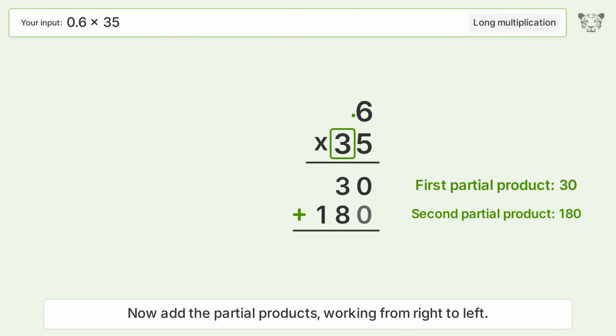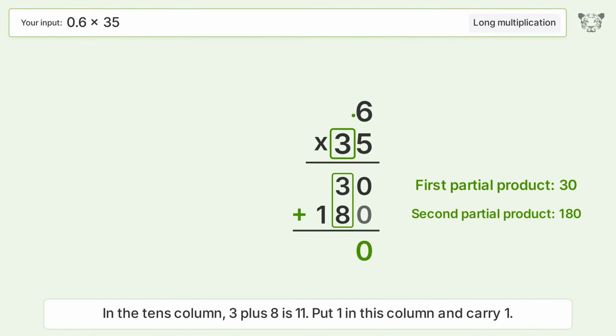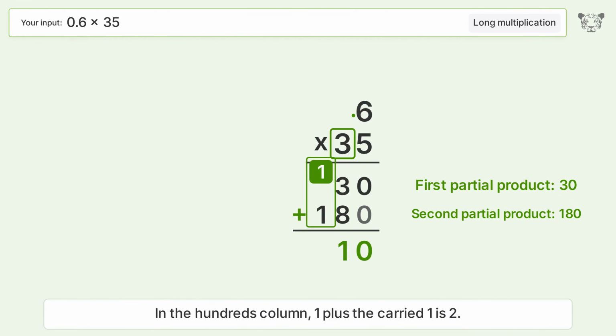Now add the partial products, working from right to left. In the ones column, 0 plus 0 is 0. In the tens column, 3 plus 8 is 11. Put 1 in this column and carry 1. In the hundreds column, 1 plus the carried 1 is 2. The product of the whole numbers is 210.